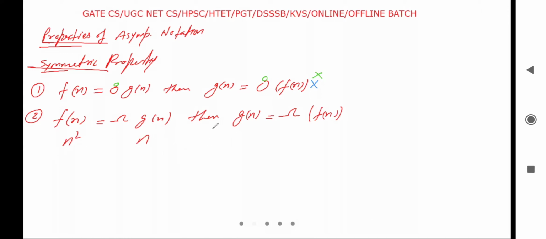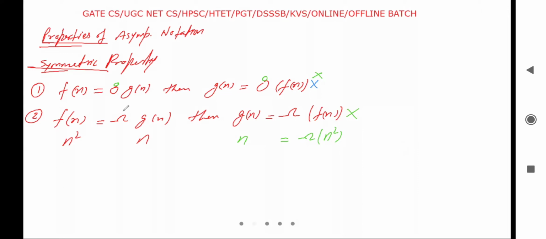But what about this one? Here g of n is n, so n equals omega of f of n, where f of n is n square. Now is it holding the property or not? It is not holding the property. It means omega is not closed under the symmetric property.